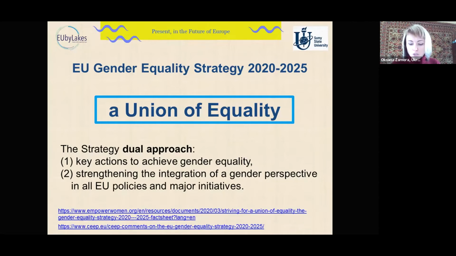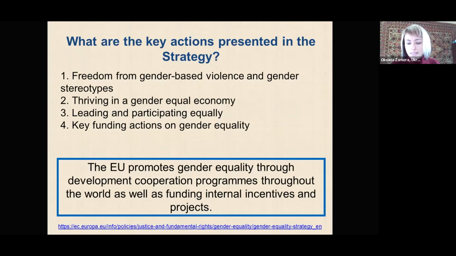The implementation of the strategy will be based on the dual approach, which you can see on the screen. It means key actions to achieve gender equality, combined with strengthening the integration of gender perspectives in all European Union policies and major initiatives. So what are the key actions presented in the strategy? You can see them on the screen.